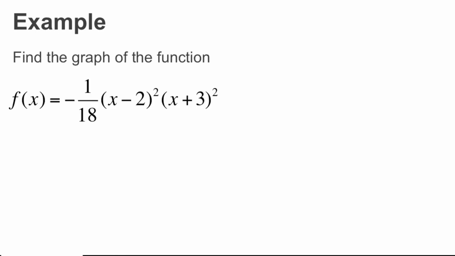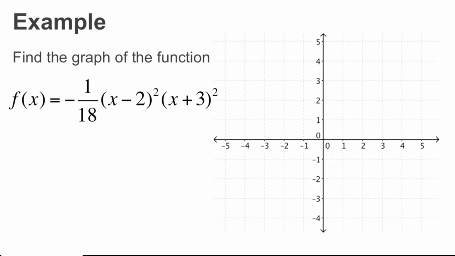We're asked to find the graph of the function f of x equals -1/18 times (x minus 2) squared times (x plus 3) squared. So again, we're going to find the zeros of this function, plot them, look at the multiplicities of the zeros to help determine the behavior, and then finally we'll find the y-intercept to help us connect the dots.